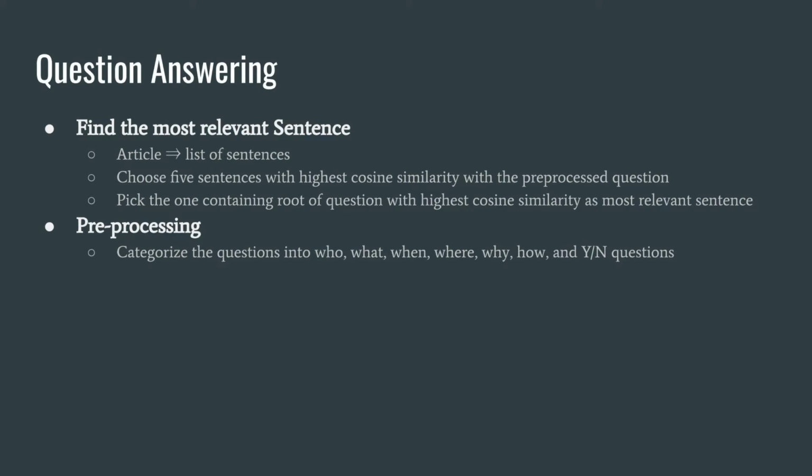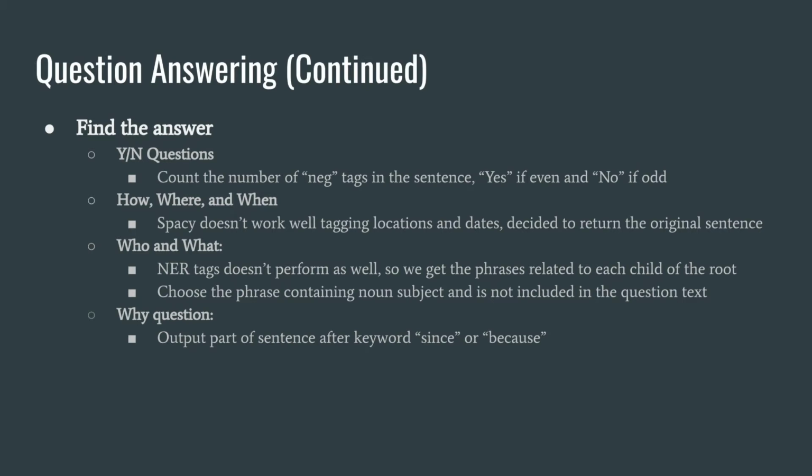Then we categorize the questions into different types. For yes or no questions, we simply count the number of negation tags in the sentence. Return yes if the count is even, and no if odd. For how, when, and where questions, it turned out that spaCy doesn't work really well tagging locations and dates. So it's very hard, and it's also very hard to concisely answer the how questions, so we decided to return the original sentence for those 3 types.